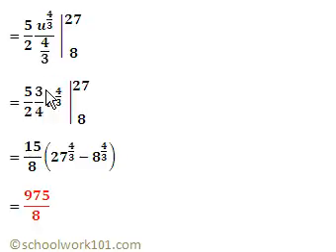And 5 times 3 is 15, 2 times 4 is 8, and now we go ahead and plug in our upper limit, which is our 27, minus the lower limit. We do the calculation, and we get 975 over 8.